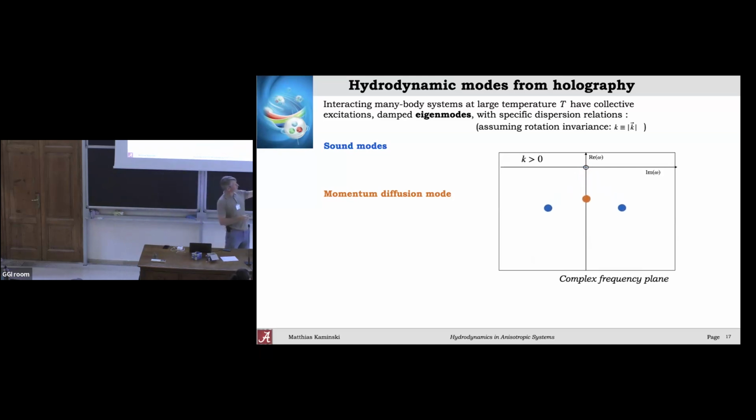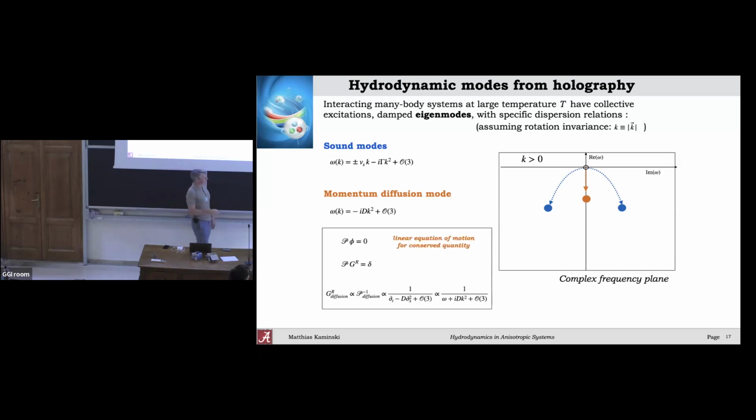In this system where we consider a rotating background, we can model that background holographically, and we can then calculate eigenmodes. So in particular, sound modes and momentum diffusion modes indicated here, with the paths through the complex frequency plane. And here are the dispersion relations. The important thing here is that we can extract these dispersion relations from quasi-normal mode frequencies. Well, how does that work?